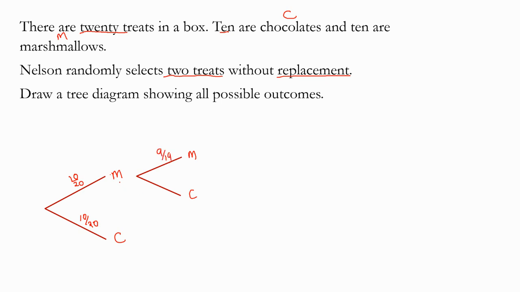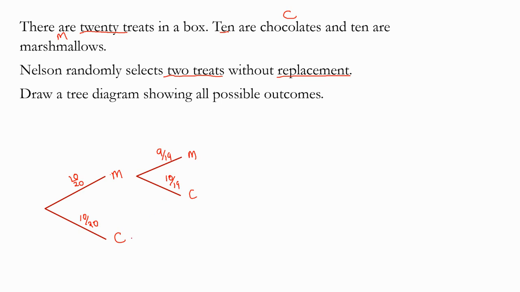And then if the first treat was a marshmallow, how many chocolates will be left? 10, isn't it? But now 10 out of what? Because we've picked a marshmallow here, it will be 10 out of 19, because remember, the treats are not replaced, are not put back into the box. So the chocolates will still be 10 out of 19.